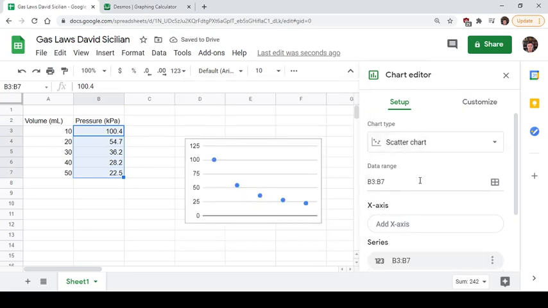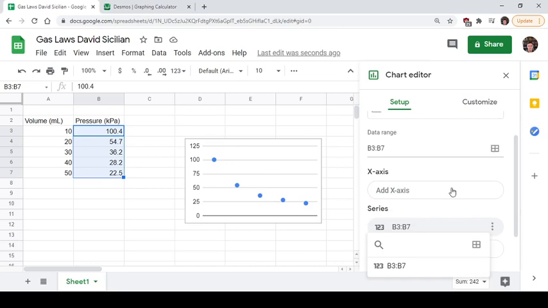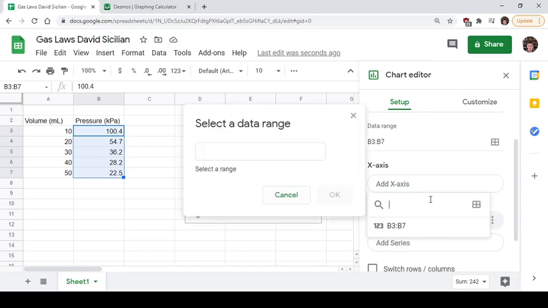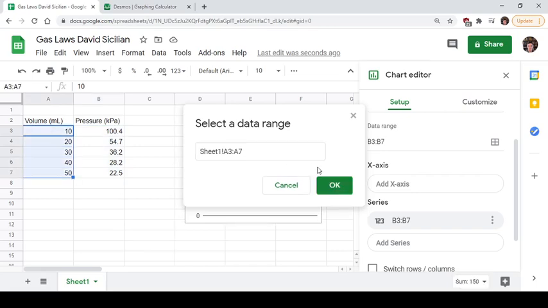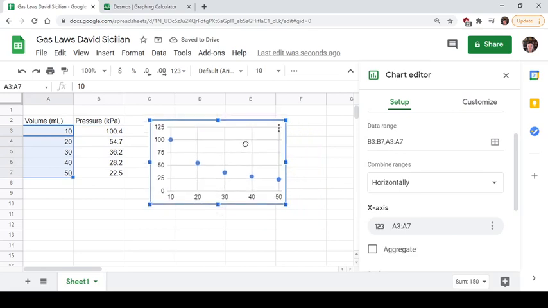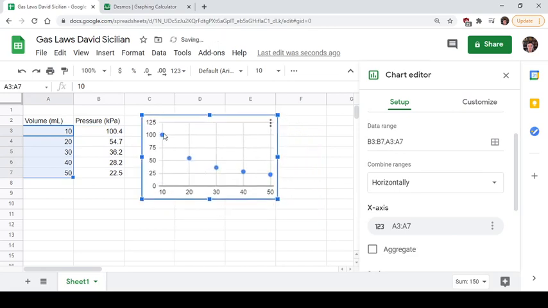And then under x-axis, click into this for add x-axis. And again, once you click that, you should see this button for select a data range. Then click into there, and click and drag over the volume data. Okay, and it does look like that relationship we were expecting.